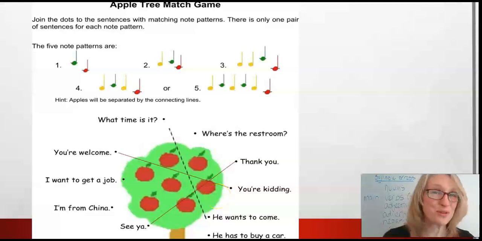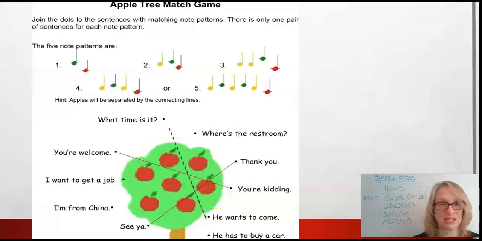Okay, great. I hope you found the combinations that match the patterns and the phrases. So what did you get for this one? This one's easy because we kind of did it already, but I'm from China. I'm from China, right? And the match for that one is, where's the restroom? Right. And how about this one? Of course, there's only one left, so this is easy.